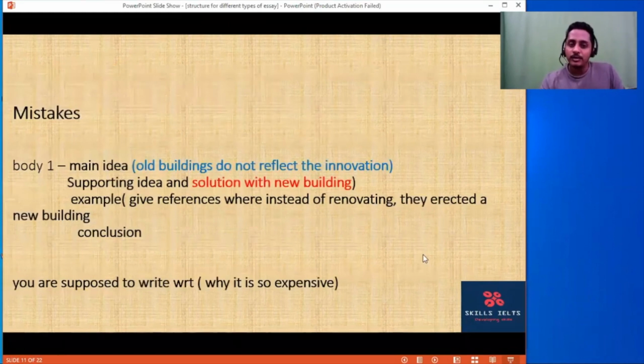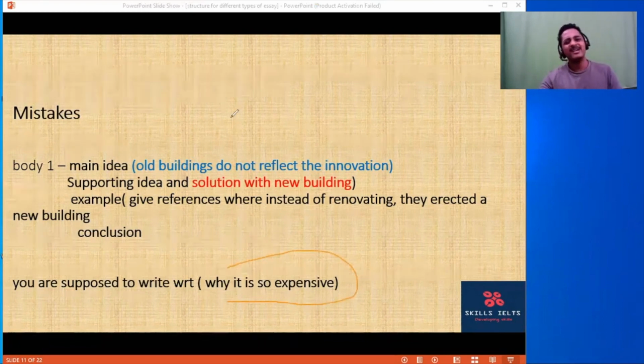Old buildings do not reflect the innovation. If you don't talk about the expensive part, you don't get marks for the task response. It's not like zero. They may give you 6.5 at the end, not 7 for sure.